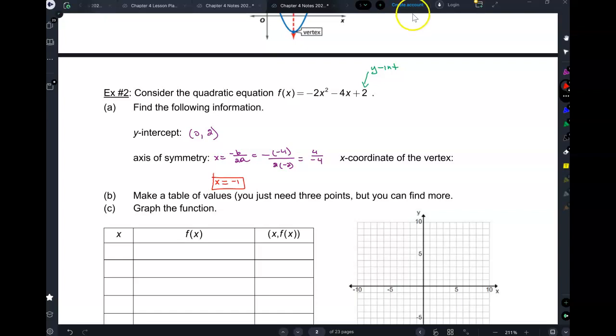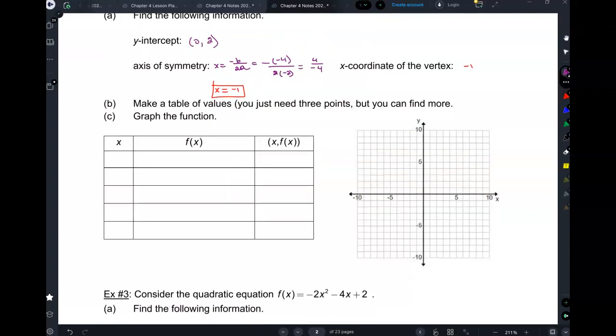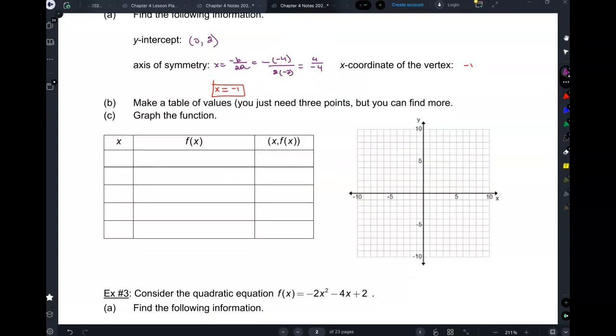Now, the axis of symmetry is a line. You have to have an equation, right? So x equals negative 1. Okay? Questions? All right. The x coordinate of the vertex is also negative 1. Same exact thing. Okay, so now that we have the x coordinate of the vertex, I start with that number. I put that in the middle of my chart here, negative 1. And why don't we go ahead and graph the axis of symmetry here at x equals negative 1.